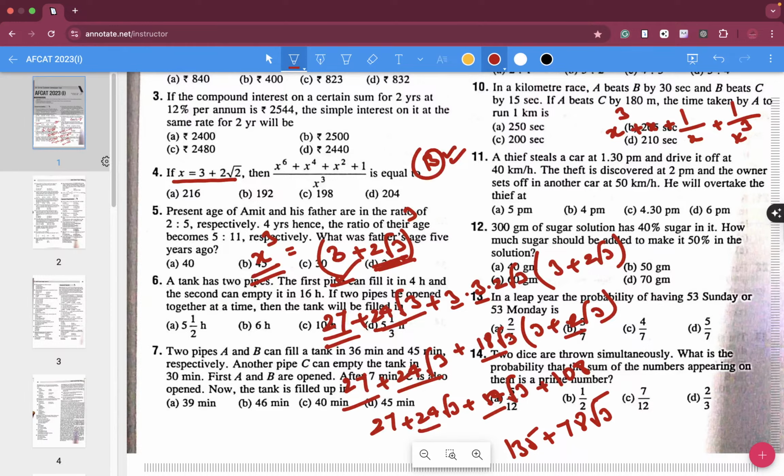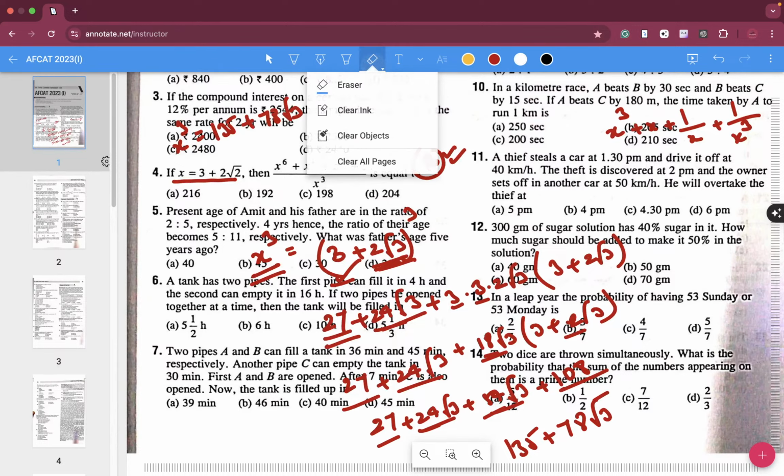So 27 plus 24 root 3 plus 18 root 3 plus 3 plus 2 root 3, right? Okay, 27, 24 root 3, 54 root 3, 36 into 8, okay? So now this is the value, right? X value is this and x cube value is 135 plus 78 root 3, right? This is the value over here.